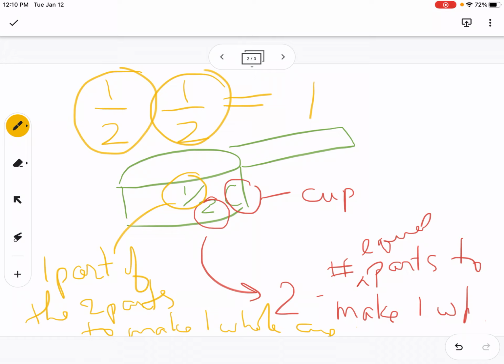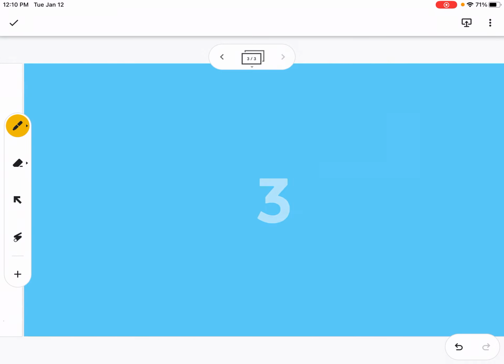Really, that's what the number 2 on the bottom is telling me. 2 of these make 1 whole. 1 whole what? 1 whole pie? No, these are cups we're talking about, measuring cups. So 2 of these scoops makes 1 whole cup.